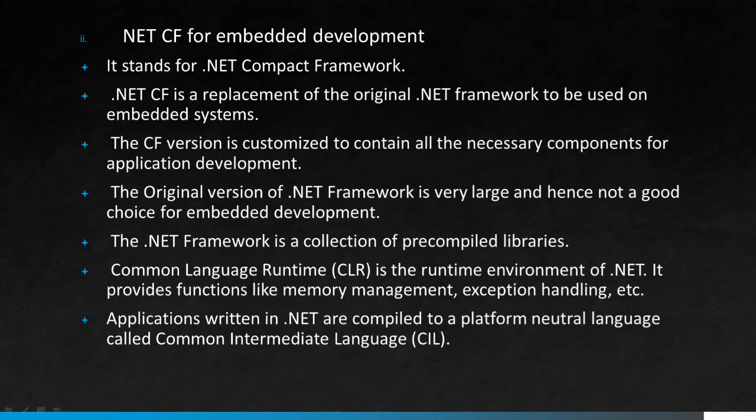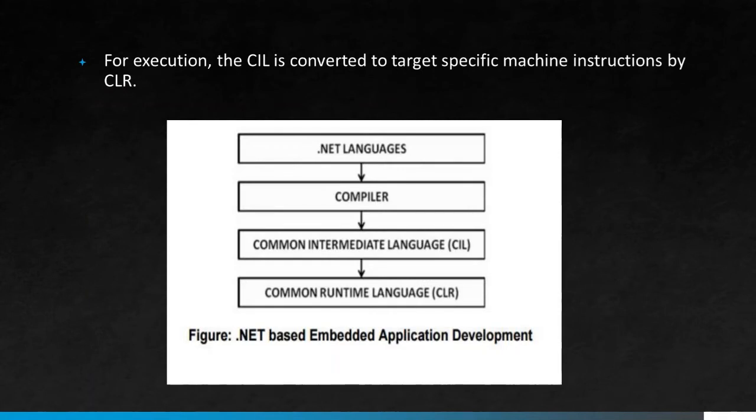The .NET Framework is a collection of precompiled libraries. CLR or Common Language Runtime is a runtime environment of .NET. It provides functions like memory management, exception handling, etc. Applications written in .NET are compiled to a platform-neutral language called CIL or Common Intermediate Language. For execution, CIL is converted to target-specific machine instructions by CLR. Next, we can see the figure of .NET-based embedded application development. On top, we have .NET languages, then we have compiler, then we have CIL, and at last we have CLR.